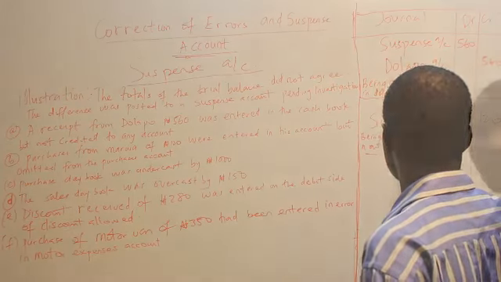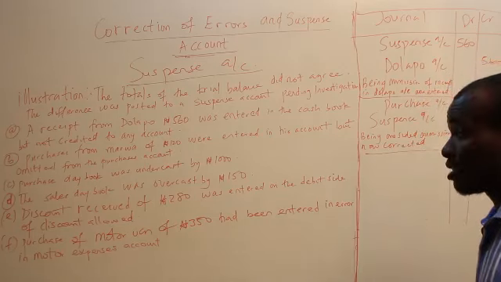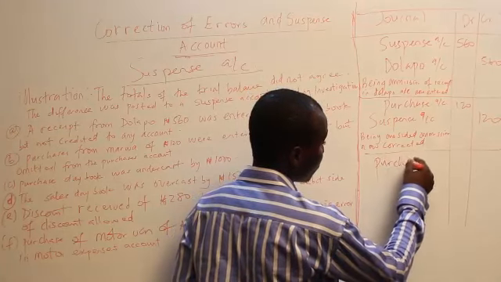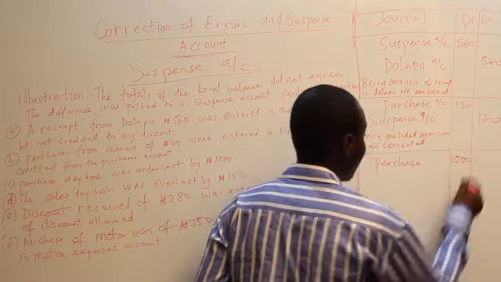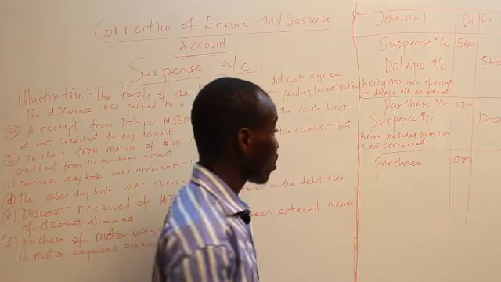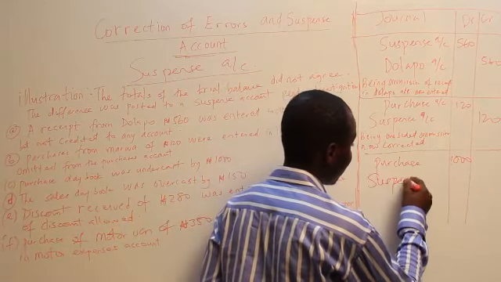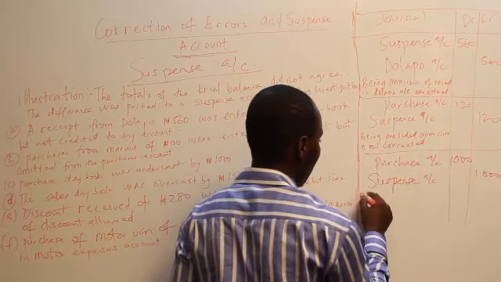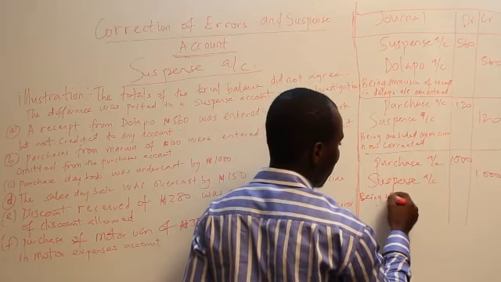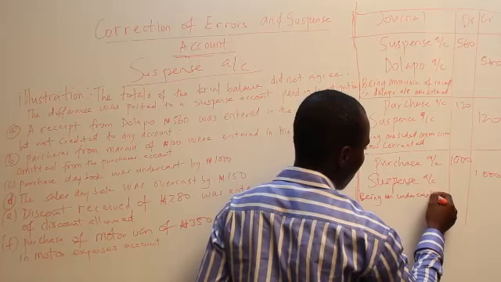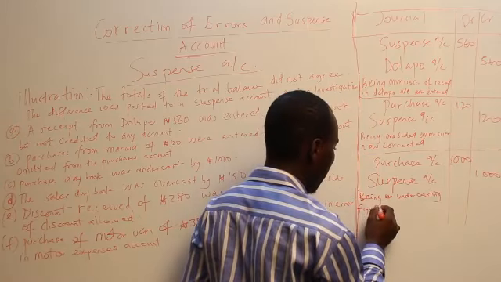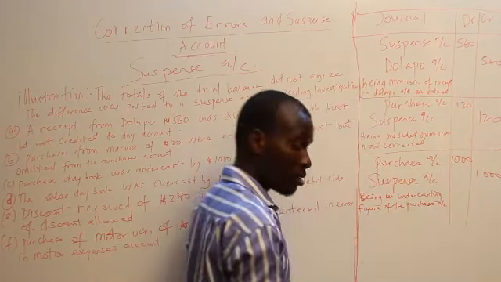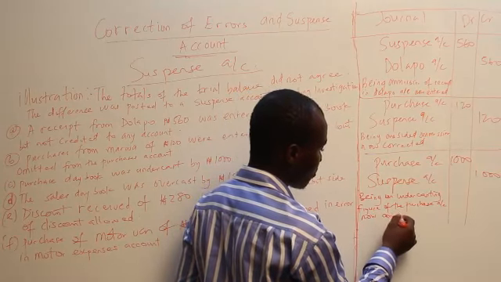So we have the purchase account that was being undercast by 1,000 naira. So that means we have to debit the purchase account 1,000 naira, while the corresponding account will be for us to credit the Suspense account 1,000 naira. So being an undercasting figure of the purchase account now corrected.